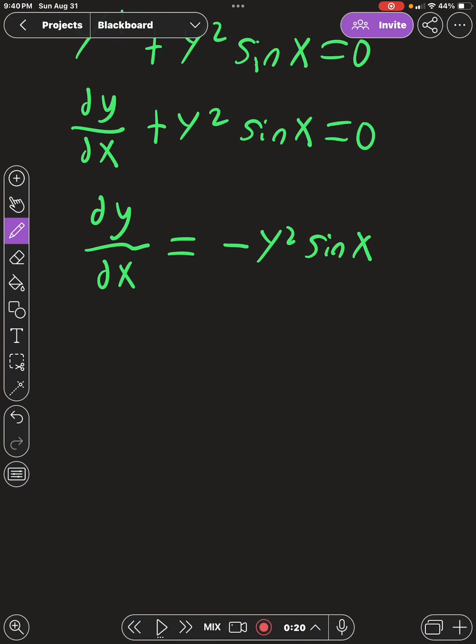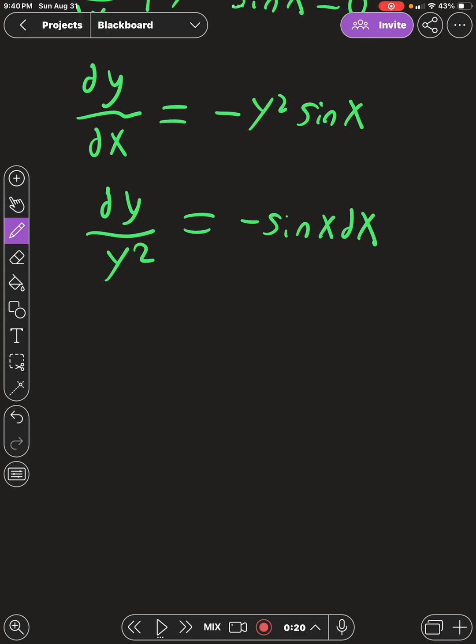So how are we going to do that? Well, we can multiply both sides by dx, and we can divide both sides by negative y squared. Actually, we'll just divide by y squared, not negative y squared. So dy over y squared is equal to negative sine of x dx.